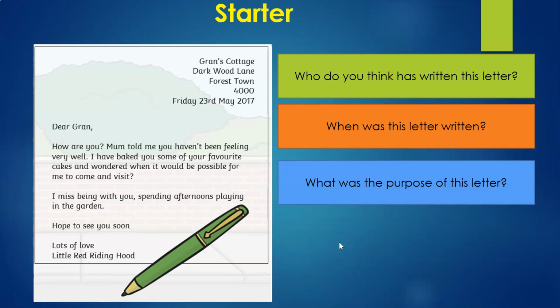Now time is up. For the first question, who do you think has written this letter? The answer is Little Red Riding Hood. You can see her name here on the signature. Second question, when was this letter written? The date says Friday, 23rd May 2017. And what was the purpose of this letter? This letter was written by Little Red Riding Hood to ask the condition of her granny. So that's all for our starter.